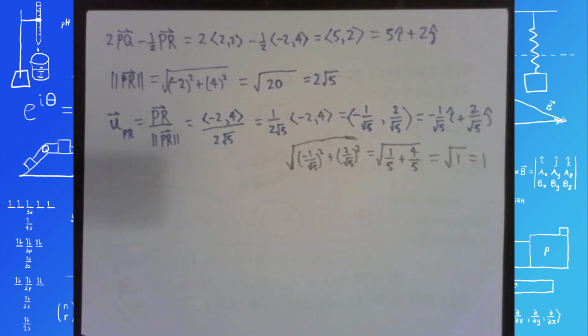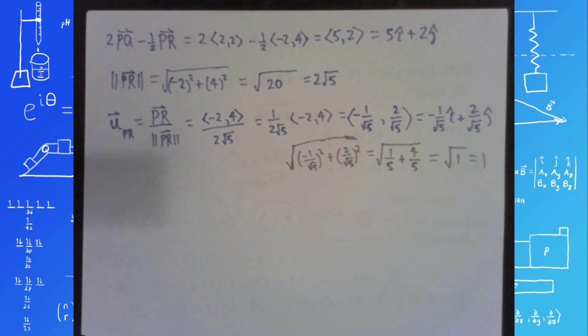Now, where was I? Number 11 says a vector v has initial point (-1, -3) and terminal point (2, 1). Find the unit vector in the direction of v, express the answer in component form. Okay, so we've already done that. We don't need these. 12 looks like the same type of problem.